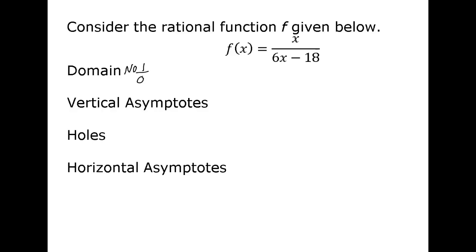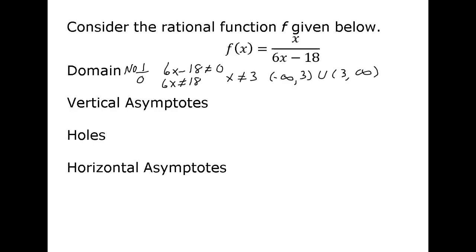So we make sure the 6x minus 18 does not equal 0. So that means the 6x must not equal 18, and that means x must not equal 3. So to describe the domain of the function, we want all the real numbers except 3. In interval notation, we would say from negative infinity up to 3, union 3 to infinity.